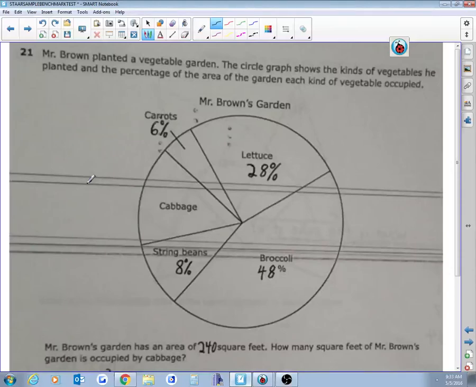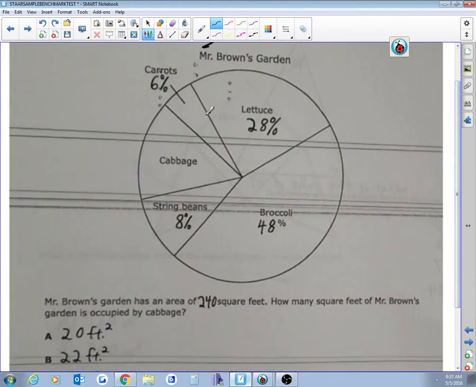21. Mr. Brown planted a vegetable garden. The circle graph shows the kinds of vegetables he planted and the percentage of the area of the garden each kind of vegetable occupied. So we've got all these different percents, but we're missing one. We're missing the cabbage. Mr. Brown's garden has an area of 240 square feet. How many square feet of Mr. Brown's garden is occupied by cabbage?